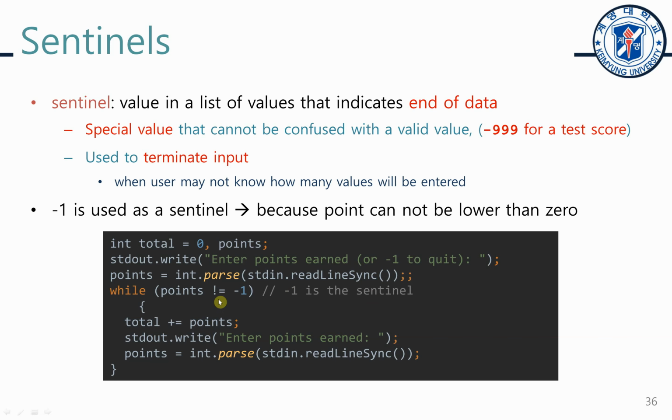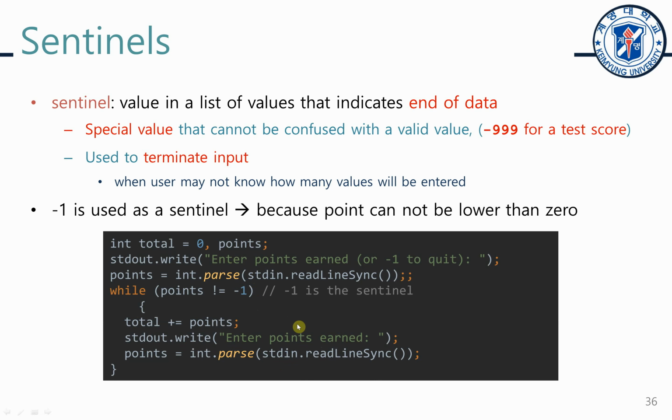So if it is not -1, because pointers should be greater than -1, you receive the pointers and you update the total, and then you'll be told enter points earned, and then you put that number, and this will continue forever until you input -1. When you input -1, this program will quit.